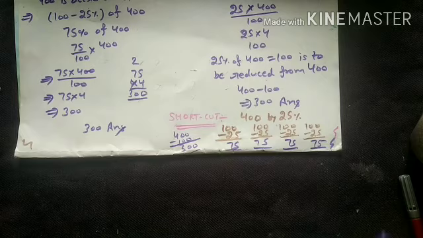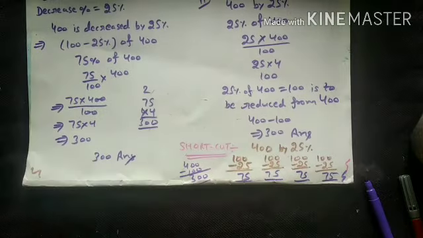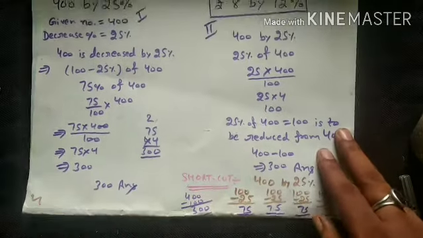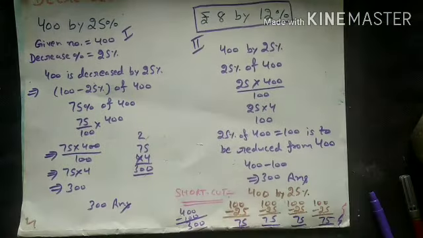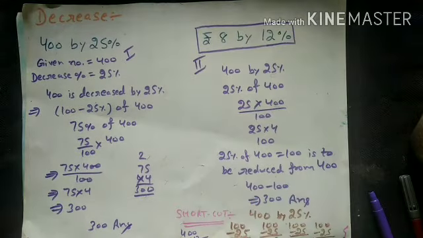I told you people initially that you must watch this video completely so you may get 100% concept clarity, full solution and the shortcut method. Now we come to the next question, that is 8 by 12%.